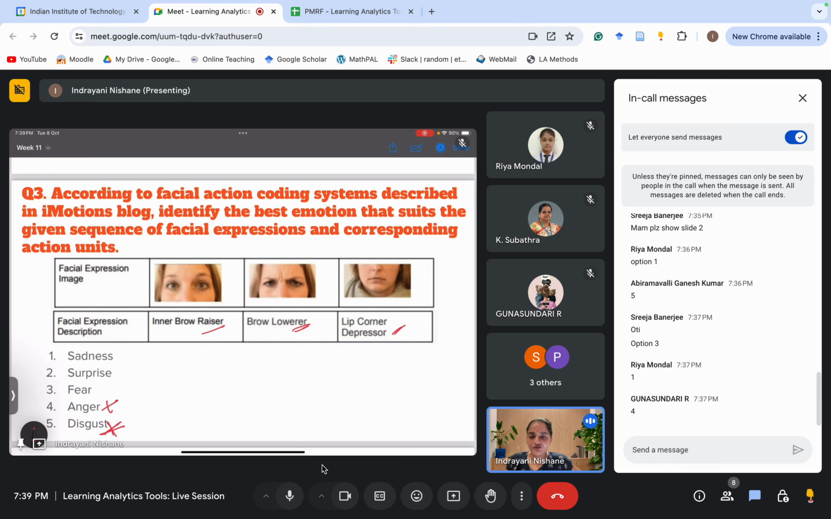Then fear. For fear it is not just these three action units. In teaching and learning, and multimodal learning analytics, fear is observed a very small number of times, and it is mostly associated not with raising or compressing of eyebrows but with a surprised look, plus some other expressions. So fear is a more complex expression, and it will not be given away by just these three action units. So I doubt it will be fear as well.